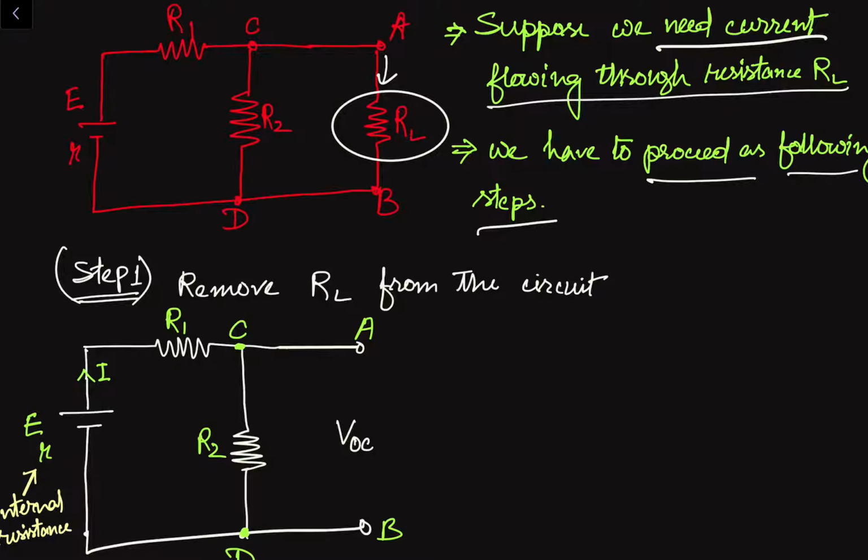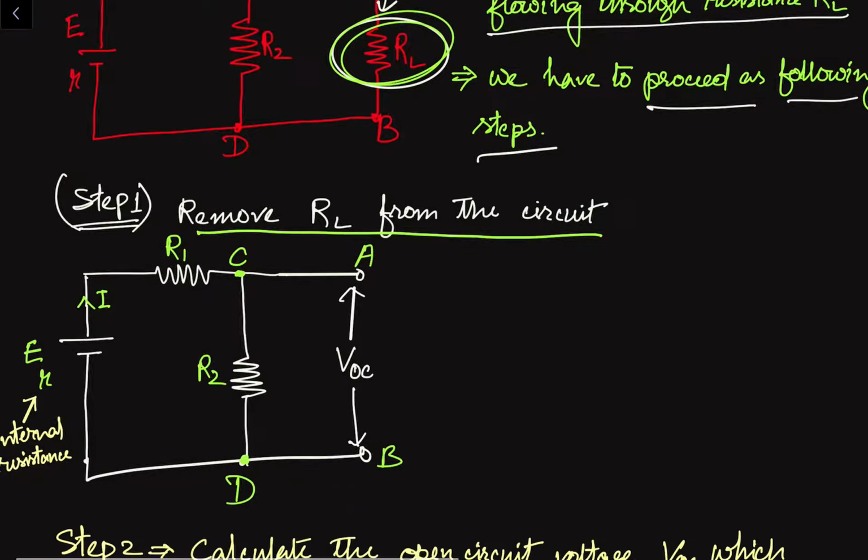In the first step, remove RL from the circuit. So this was the circuit, and we have to remove this RL resistance. Now this point A and point B are open circuited, and we have a voltage, suppose VOC, across these points. In the first step, we have to remove the load resistance in which we want to find out the current. This VOC is the open circuit voltage after removing the RL resistance.